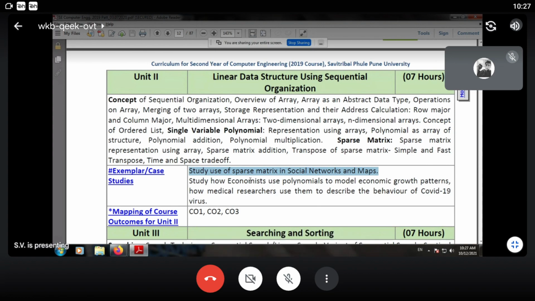Now study how economists use polynomials to model economic growth patterns, and how medical researchers use this polynomial model to describe the behavior of the COVID-19 virus. So it is a part of the case study. You can take the second part also. It is very interesting, where the economist is using some polynomial techniques. So what is this polynomial technique?